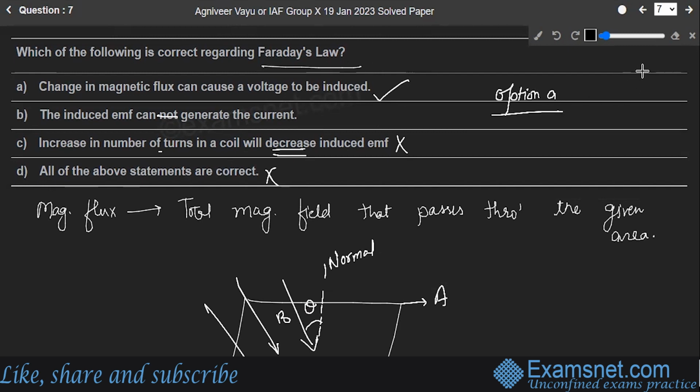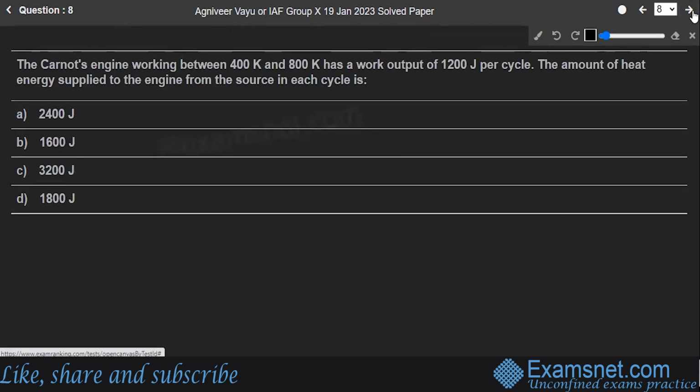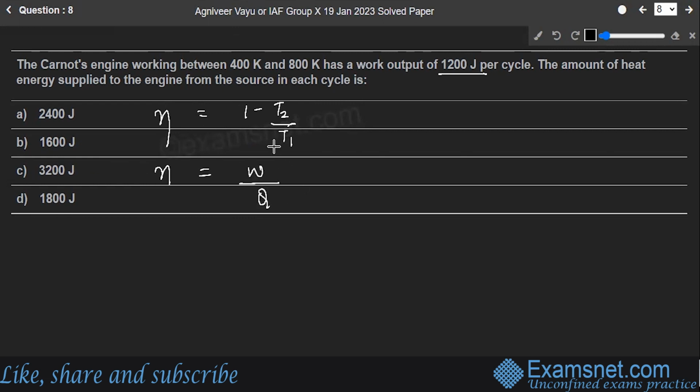Hope you got this. Next is question number 8. The Carnot engine working between 400 Kelvin and 800 Kelvin has a work output of 1200 joules per cycle. The amount of heat supplied to the engine from the source in each cycle is. See, the efficiency of the heat engine is given by 1 minus T2 upon T1. So T1 and T2, these are the temperatures. The efficiency of the heat engine is also given by the ratio of work done to the heat. These two formulas are given for the efficiency of the heat engine.